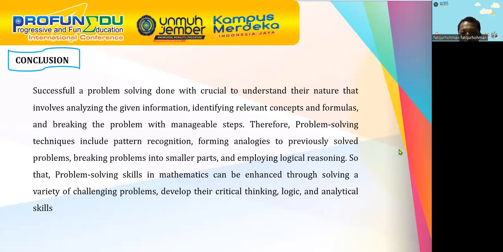The conclusion of my research is that successful problem solving requires understanding its nature, which involves analyzing the given information, identifying relevant concepts and formulas, and breaking the problem into manageable steps. Therefore, problem-solving techniques include pattern recognition, forming analogies to previously solved problems, breaking problems into small parts, and employing logical reasoning, so that problem-solving skill in mathematics can be enhanced towards solving a variety of challenging problems and developing critical thinking, logic, and analytical skill.